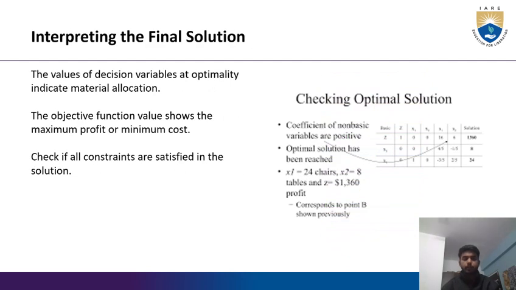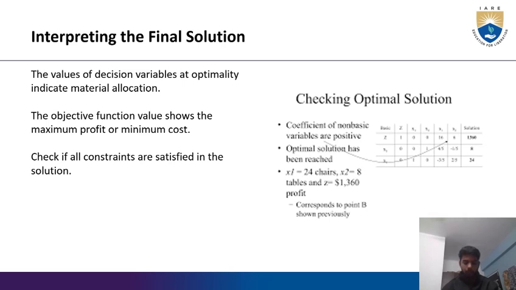Interpreting the final solution. The values of decision variables at optimality indicate material allocations. The objective function value shows the maximum profit or minimum cost. What does the final table tell us? After iteration stops, you have optimal values of x1 and x2, maximum profit or minimum cost, and slack values.